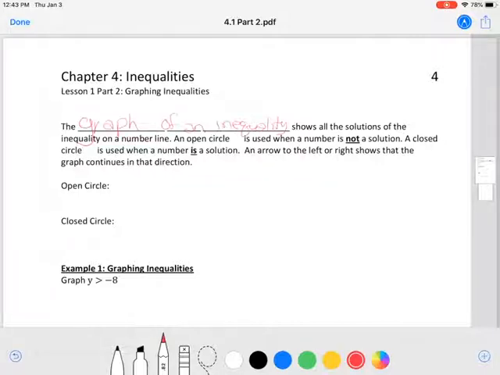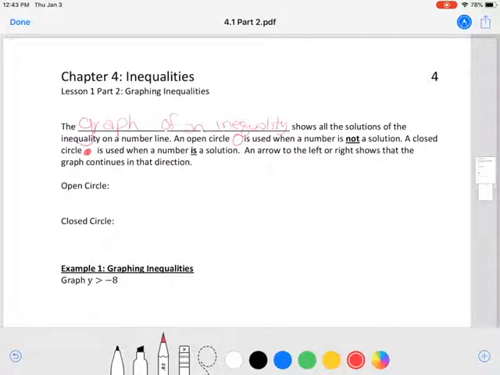So one key thing when we are talking about graphing inequalities is open circles and closed circles. An open circle, I'm going to draw an example right here, like that, is used when a number is not a solution. And a closed circle is used when a number is a solution. So how do we know if a number is a solution or not?